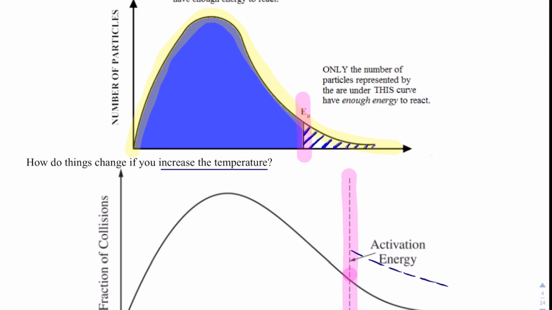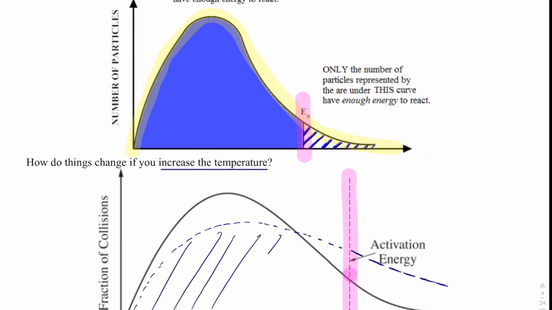However, to the left of my activation energy, because I have more particles that can react, I'm going to end up with less particles that cannot react. And so my graph might actually have fewer particles or fewer shadings here because I've increased the temperature. So less particles will stay stagnant, if you want to think about it in that way.